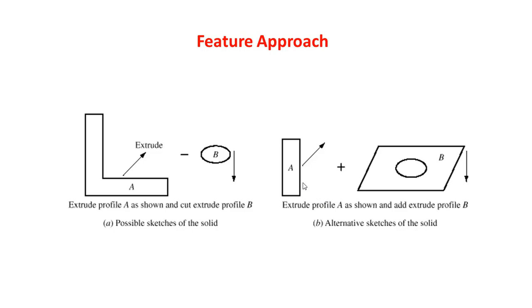Similarly here, this is the alternative sketch of the solid. Initially we will draw sketch A as a rectangle and extrude in this direction, then draw another sketch B. We construct such a rectangle, construct such a circle in there, and extrude in this direction. So if you perform A plus B, you will get the required object.